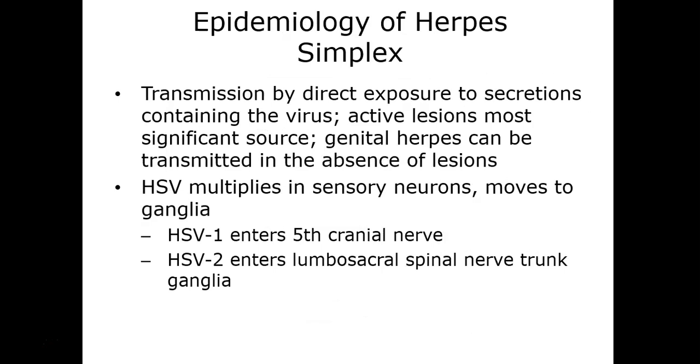So when we talk about transmission, we often see that transmission occurs through mucous membrane contact with the lesions. So that's important. It's contact and exposure to those secretions that interact with your mucous membranes. HSV is going to multiply in the sensory neurons, and it moves to the ganglia. So HSV 1 enters at the 5th cranial nerve. HSV 2 enters at the lumbosacral spine that's in the nerve trunk ganglia. So again, these are impacting and remaining dormant in some cases in the nerve ganglia.